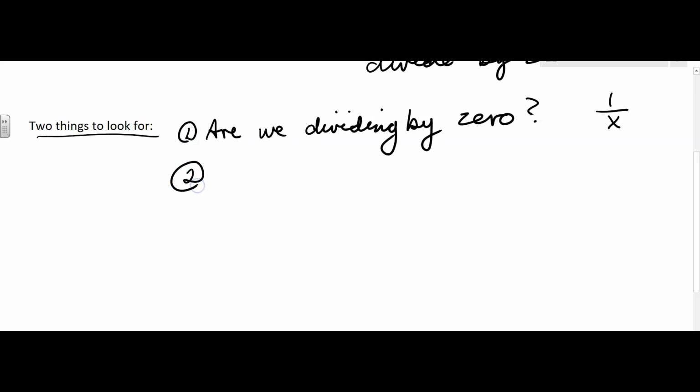2, square root of a negative number. So when we have the square root of x, say, x has to be greater than or equal to 0. It can equal 0. You can take the square root of 0, but you can't take the square root of a negative number and have it be a real number, okay? So those are some things we're going to look at when we're looking at domains.